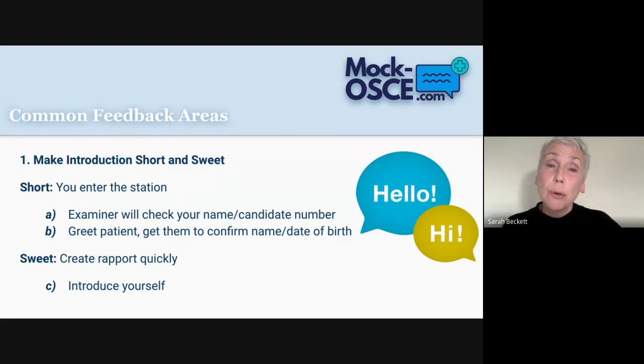What I mean by short is you enter the station. If it's an exam, the examiner will check your candidate number. If it's a mock OSCE, we will check your name to make sure we have the right student. Then you greet the patient and get them to confirm their name and date of birth. So before we begin, can I just check your name and date of birth to make sure you've got the right patient? And then they will give their answer.